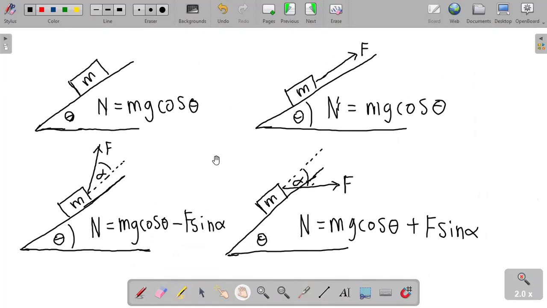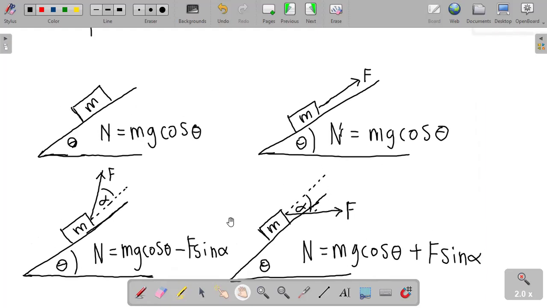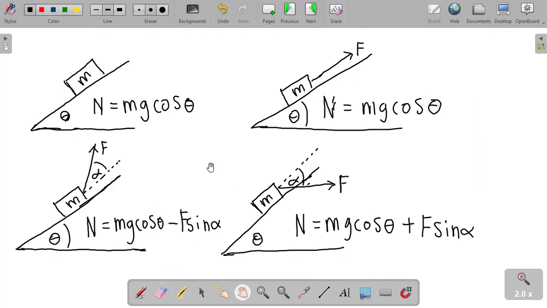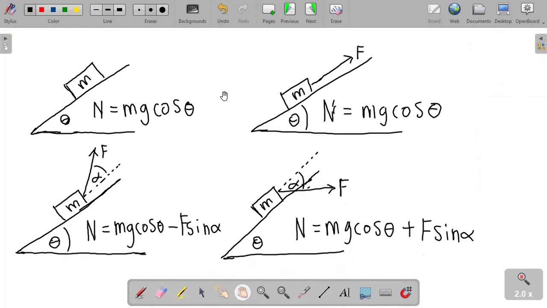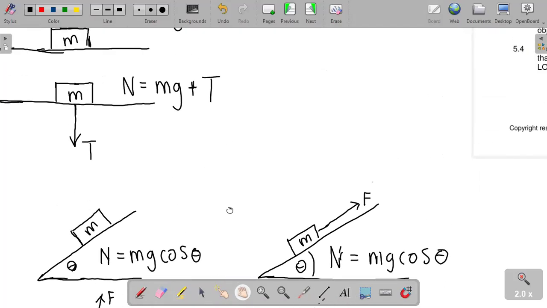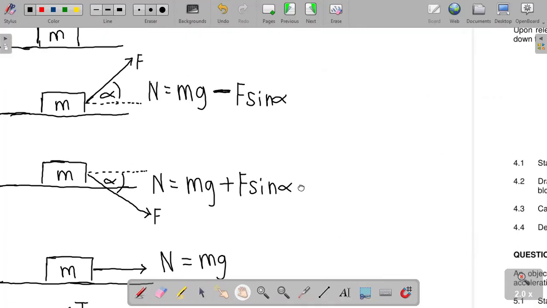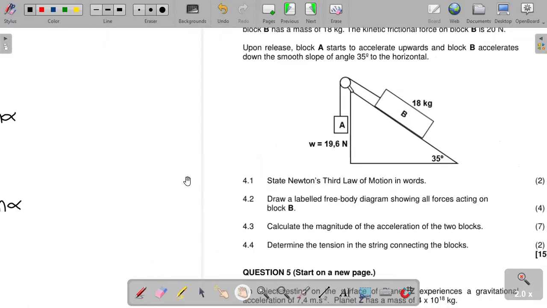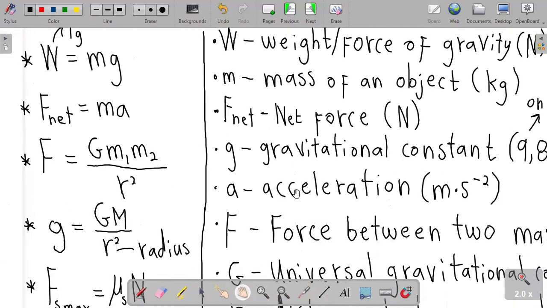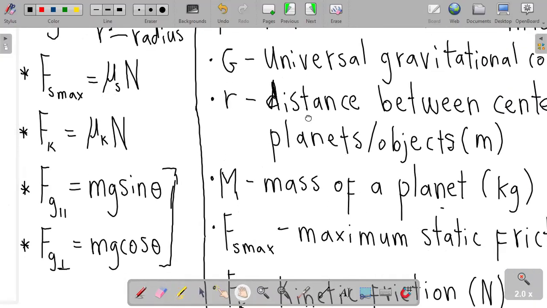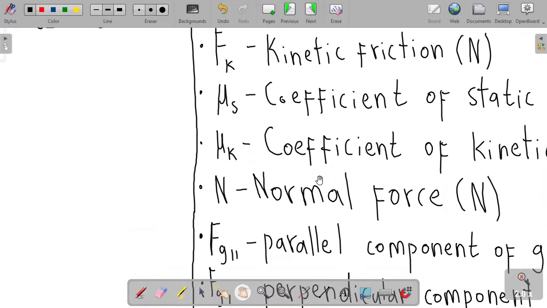So yes, that's it for this lesson. In lesson 2 on forces and Newton's laws, I'm going to show you an example where we use the formula for normal force along with the others that I showed you first. So we're going to use all these formulas in lesson 2.